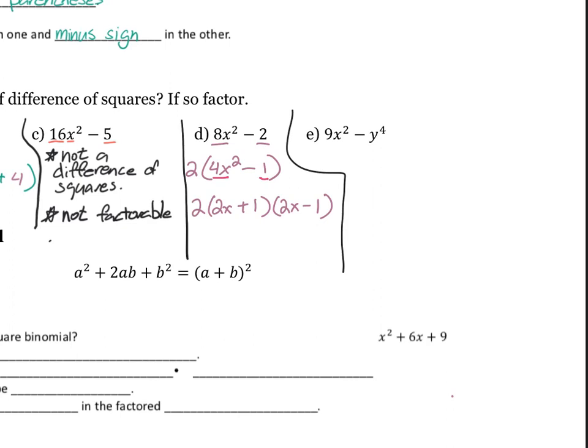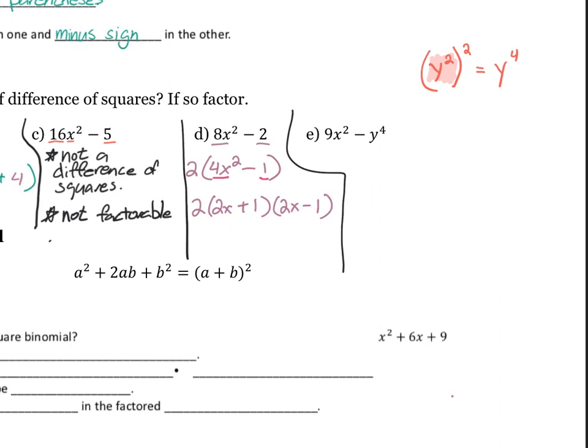Okay, so is this a difference of squares? Well, 9x squared is definitely a perfect square. What about y to the power of 4? Well, if you think about this, y to the power of 4 is the same as y to the power of 2 squared, right? Because if I'm raising a power to another power, we'd multiply those together. So if you look at it that way, then it's the y squared that's being squared. So it is, in fact, a perfect square.